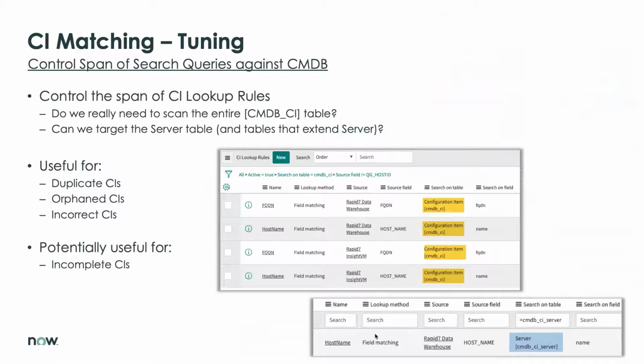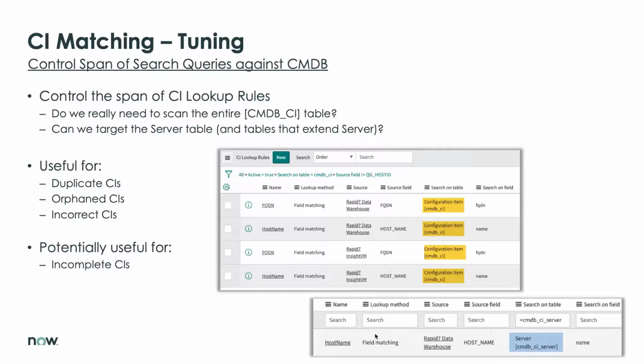The next tool we have, and this one seems simple when you read it, but it actually is a good tool. So being able to control the span of our searches, right? If you think of these CI lookup rules, in essence, these are almost searches that we're conducting. And for some of these searches, if you think about it, do you really need to search the entire CMDB, right? If I have an asset from my scanner, do I really need to search all the CI classes? And what you may find is if you do some initial analysis and you see, wow, we're up against duplicates, we're up against orphans, incorrects, all the stuff we talked about here.